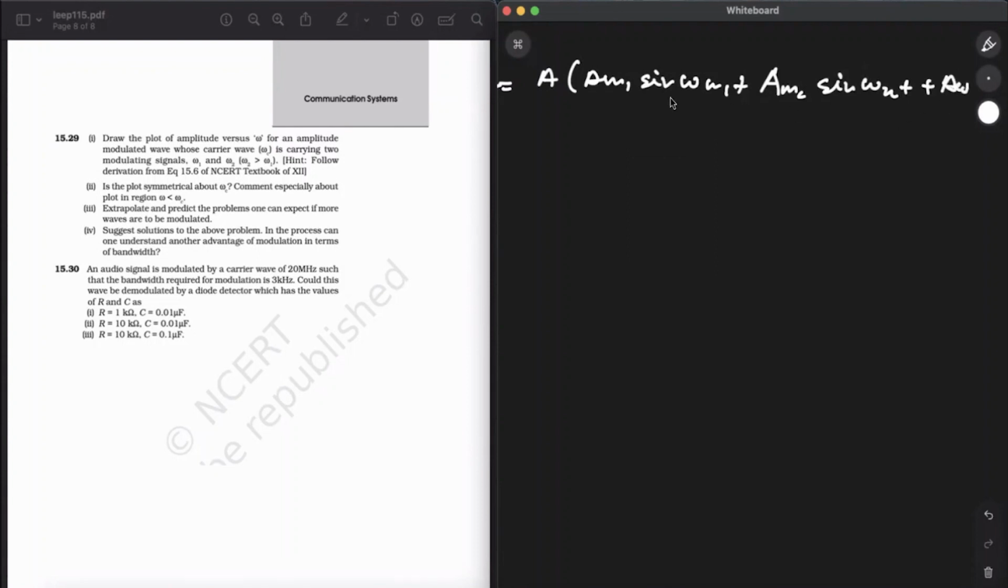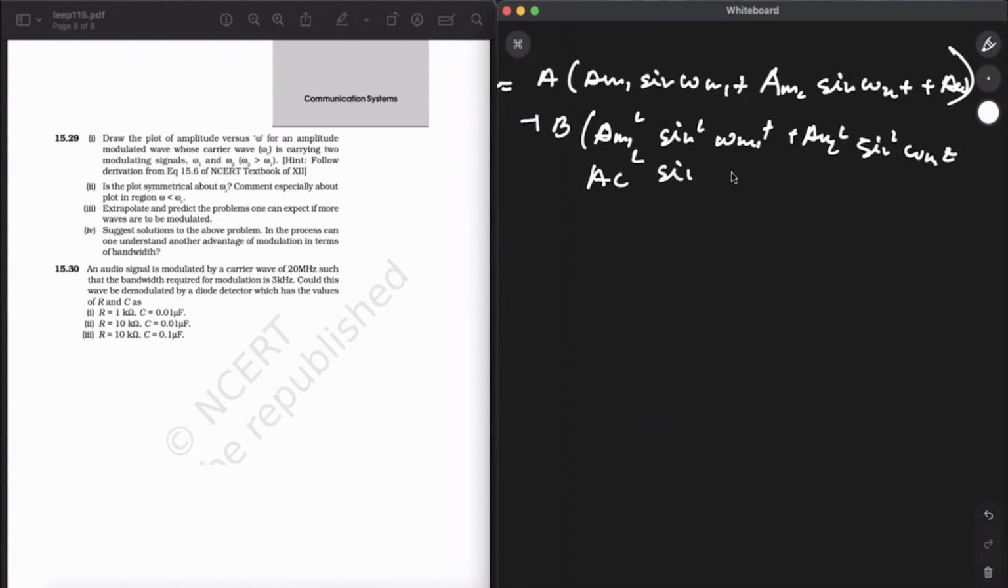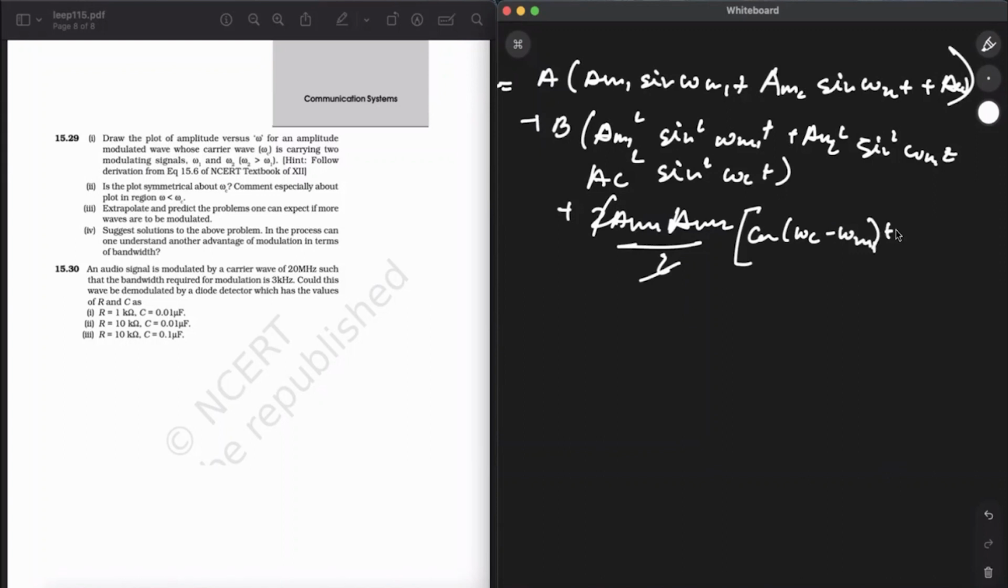plus AC sine omega ct. You already know. Plus B times A m1 का square sine square omega m1 का t plus A m2 का square sine square omega m2 का t and then AC का square sine square omega ct. Okay, now plus 2 A m1 A m2 divided by 2 कट जाएगा and sine वाला formula अगर खोल के लिख देंगे तो cos omega c minus omega m1 t, ठीक है, minus cos omega c plus omega m1 t, ठीक है.